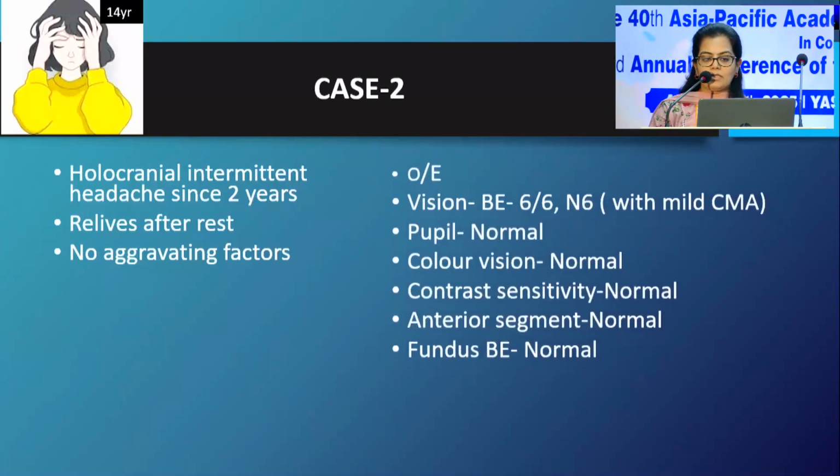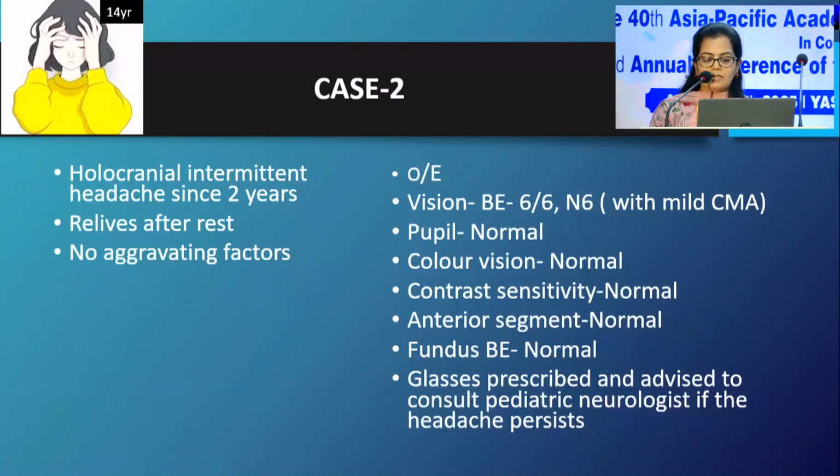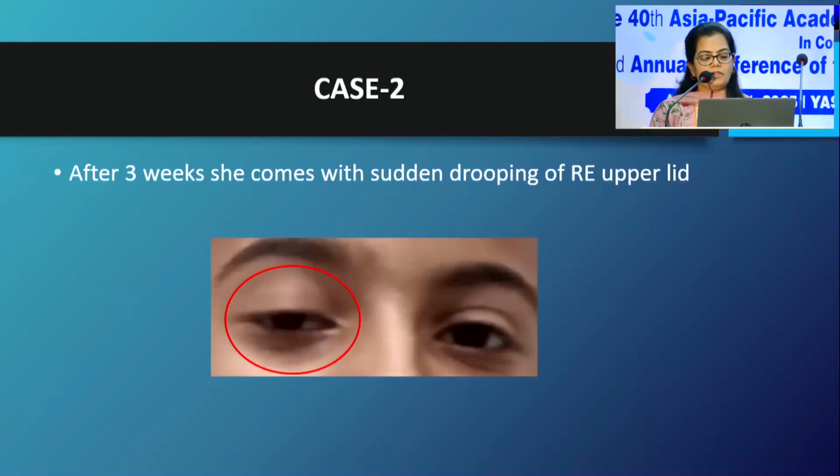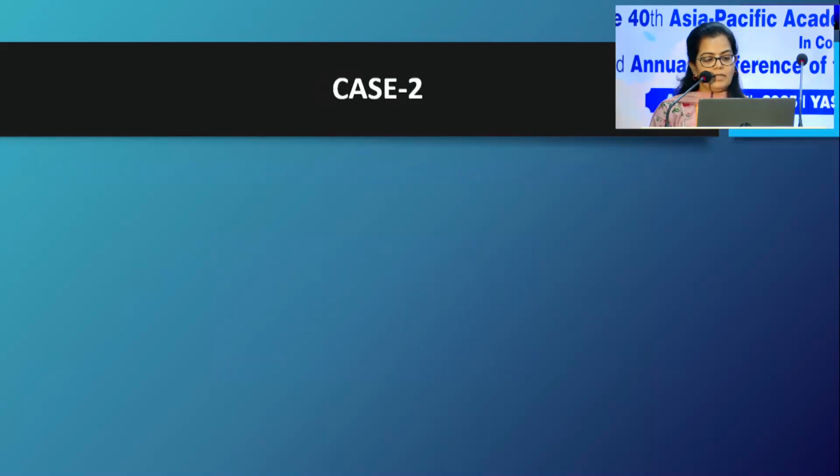Her visual acuity was 6/6 and 6 with mild compound myopic astigmatism. Pupil, color, contrast, anterior segment and fundus were absolutely normal. The child was prescribed glasses and was advised to consult a pediatric neurologist if the headache persisted. However, to our surprise, she comes back again after 3 weeks with sudden drooping of the right eye upper lid.